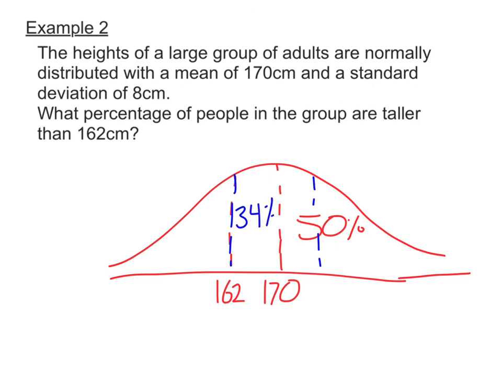So the answer to our question, what percentage of the people in the group are taller than 162, is the percentage going all the way from here up to the rest of them. Anyone above there would be that 50% which were above the mean, as well as that 34% there. So the answer to that question would be 34 plus 50, which is 84%.